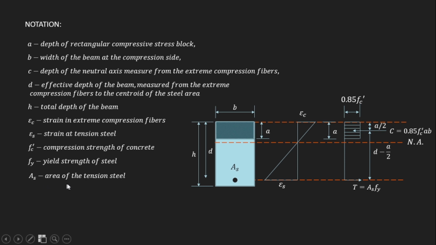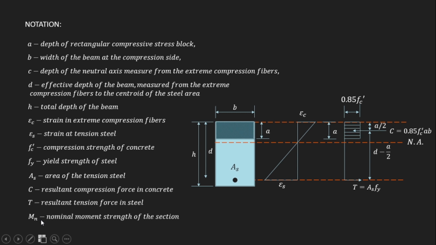And AS, this is the area of tension steel. And yung C naman, this is the resultant compression force in concrete na equivalent nga yan sa the volume of this block. So, that volume of the compression block. And for T naman, this is the resultant tension force in steel. That is stress times area lang.